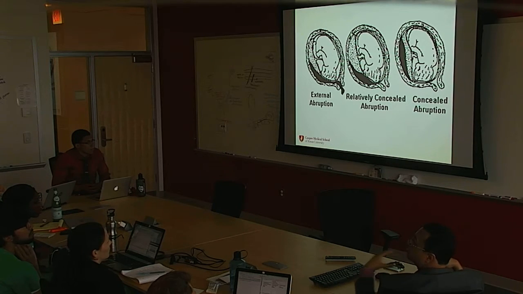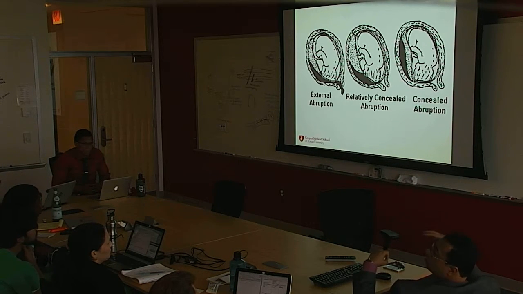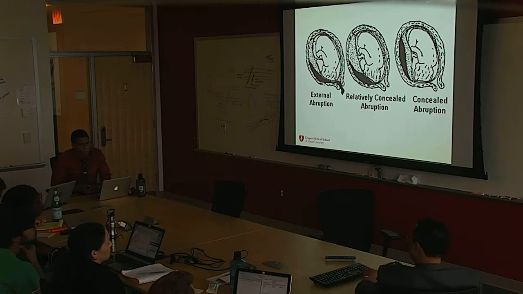It gets coagulated, it causes pain. It causes also the uterus to get distended more. When you distend more, you have more swelling and then it will cause contraction.